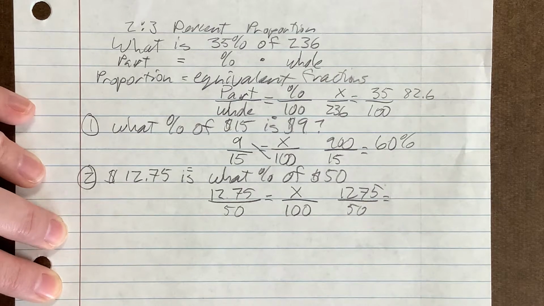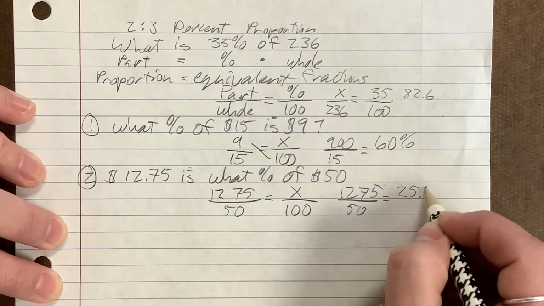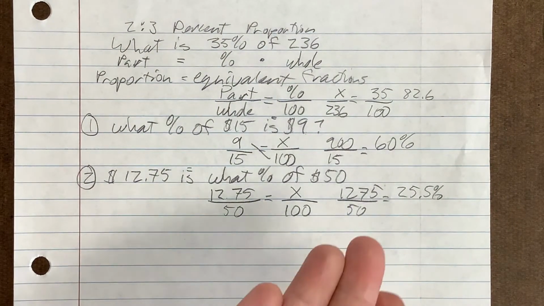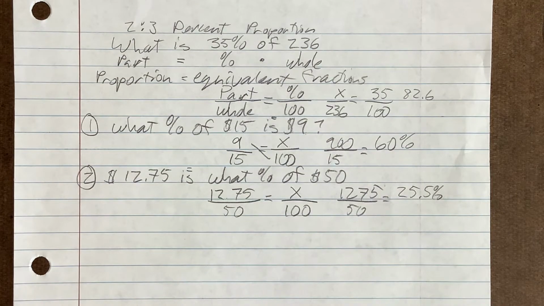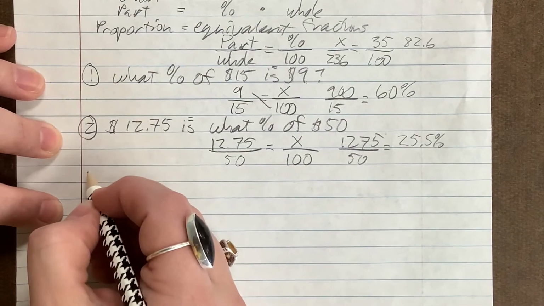1275 divided by 50. And look at that. It came out to be 25.5%. Check out my estimating skills. What? Okay, cool. I'm a genius. I'm just celebrating. You have to celebrate the little wins, guys. You don't have to, but it makes life better.